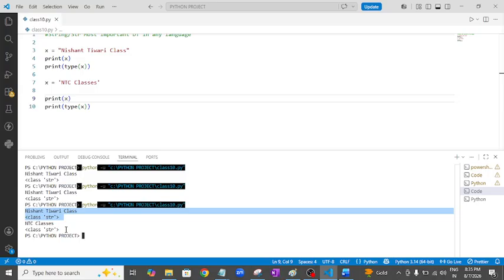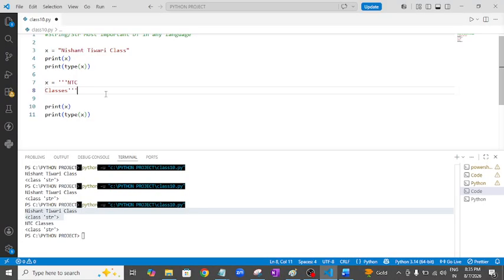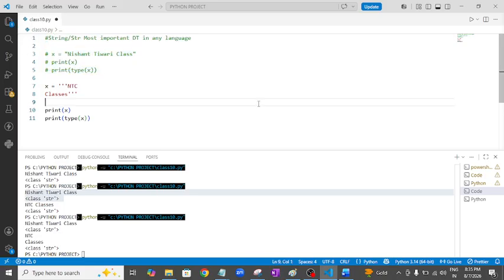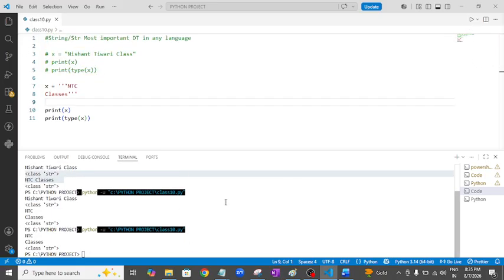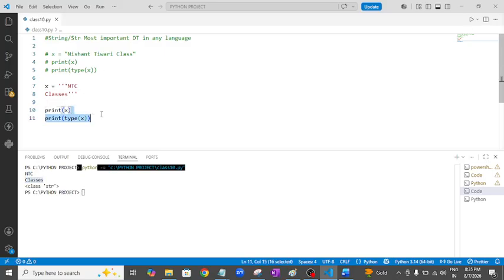Now we are going to work on a very important concept. Someone said triple quotes, so we can also use triple quotes. Where do we use triple quotes, sir? We use triple quotes where we want to take space. If I comment out this part and run it, you see ntc in one line and classes in another. If you want to go into detail, you can check our previous class.